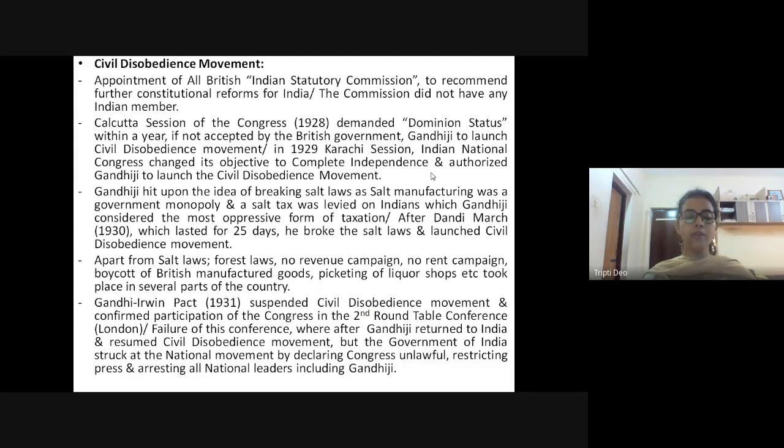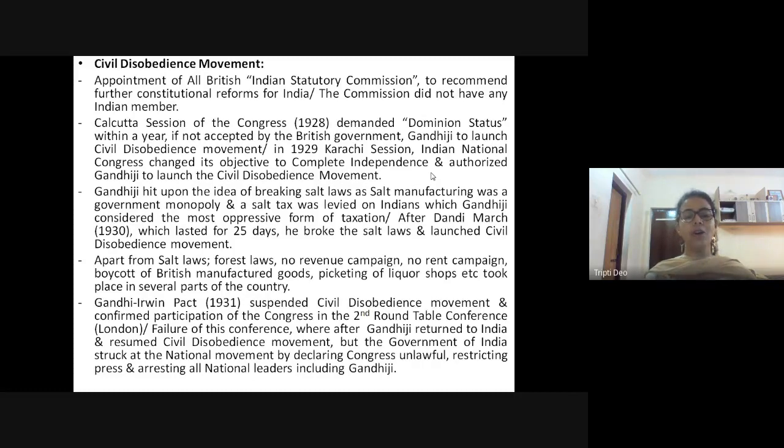Gandhi hit upon the idea of breaking salt laws, as salt manufacturing was a government monopoly, and a salt tax was levied on Indians, which Gandhi considered the most oppressive form of taxation. After the Dandi March in 1930, which lasted for 25 days, he broke the salt laws and launched the civil disobedience movement. So look at Gandhi's method, you know.